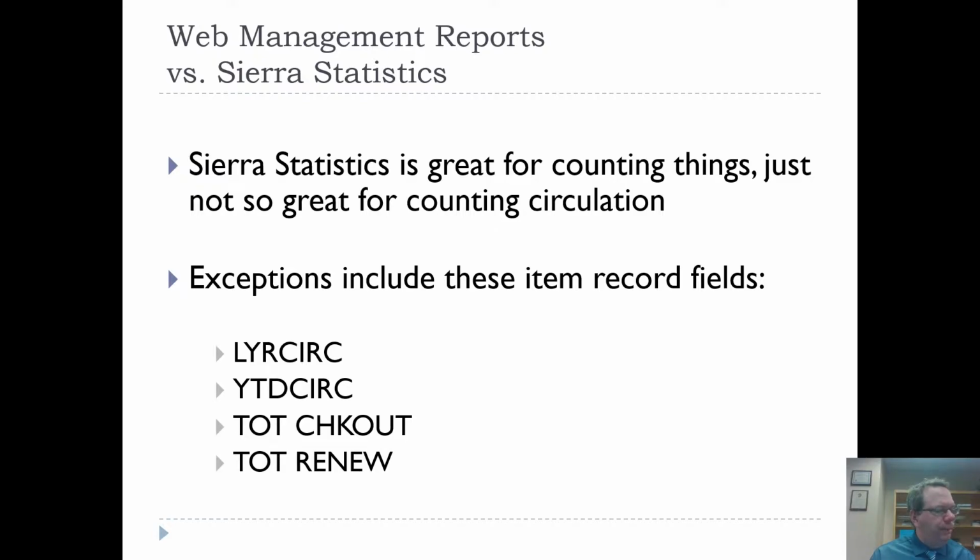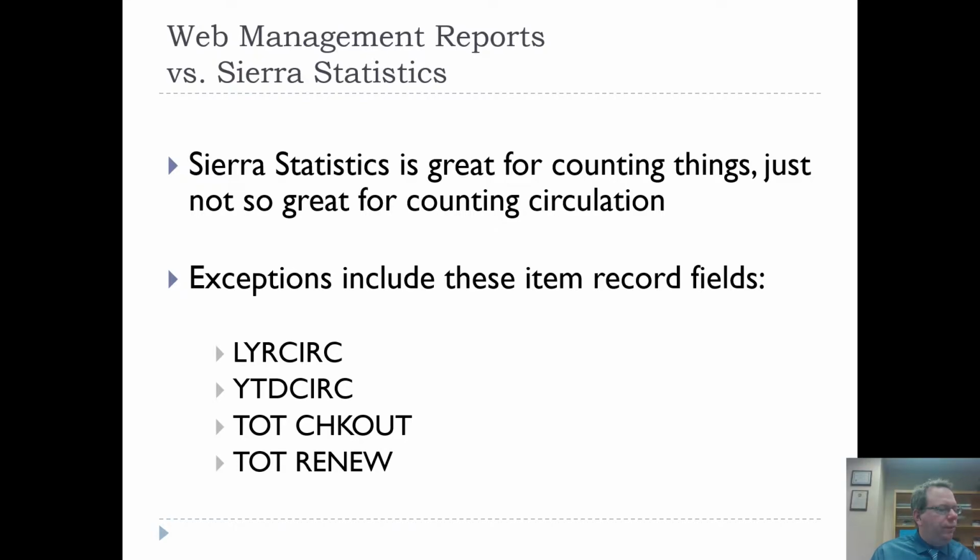Total checkout is just a number incremented by the system each time the item is checked out. So that's for the life of the item. And then total renew is the total number of times the item has been renewed. That just kind of goes without saying. It's for the life of the item, how many times it's been renewed.